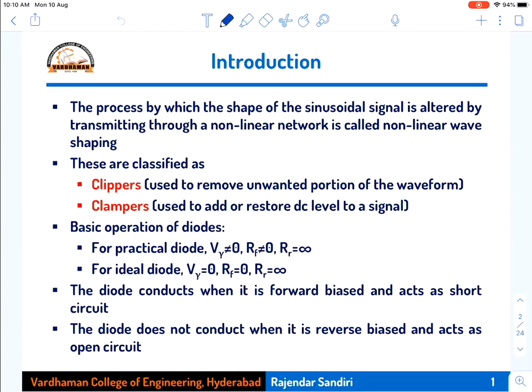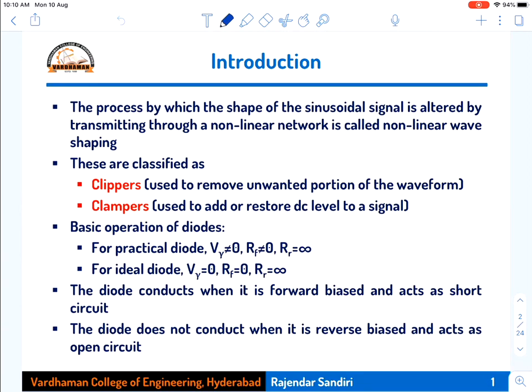There are different types of nonlinear wave shaping networks. Those are classified as clippers and clampers. Clippers are used to remove an unwanted portion of the waveform. If some portion of the waveform you don't want, you just slice it off or cut it off, removing that portion. That we call a clipper.